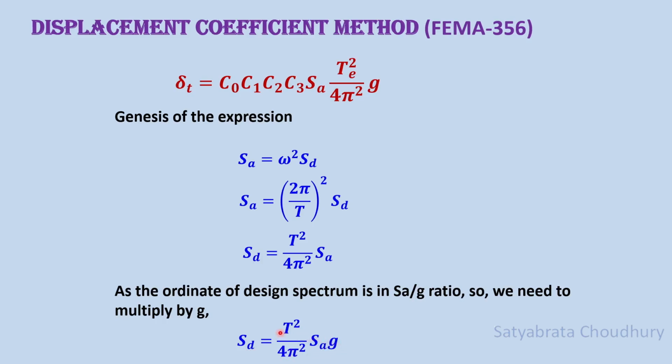Now for this purpose, we do not use only T but the effective time period. That's why the time period shown is Te square, the effective time period. So this is the basic expression for the spectral displacement, and this has been modified through the imposition of the coefficients C0, C1, C2 and C3. So let us see what the coefficients are, then you can find out the target displacement delta T.